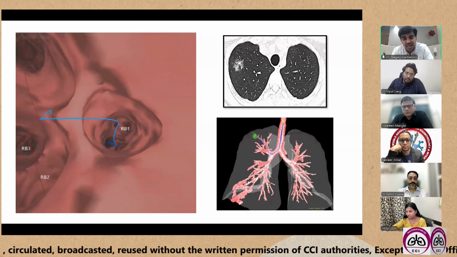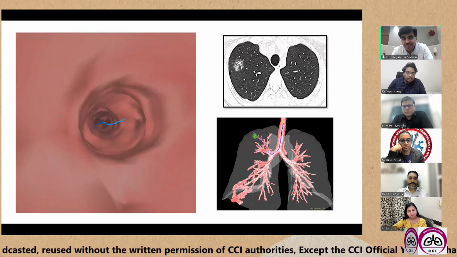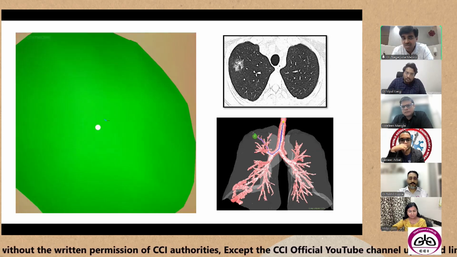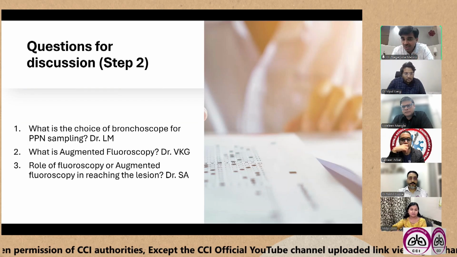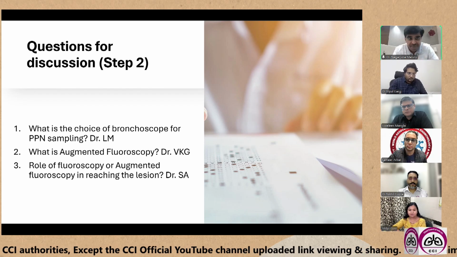So this is going into the RB1, posterior, inferior subsegment. And then this is where the lesion is. So here there is an airway path. So this is how you do the path. And then cone beam CT is for seeing the nodule. Archimedes is for the extra-bronchial path, which we won't discuss today.